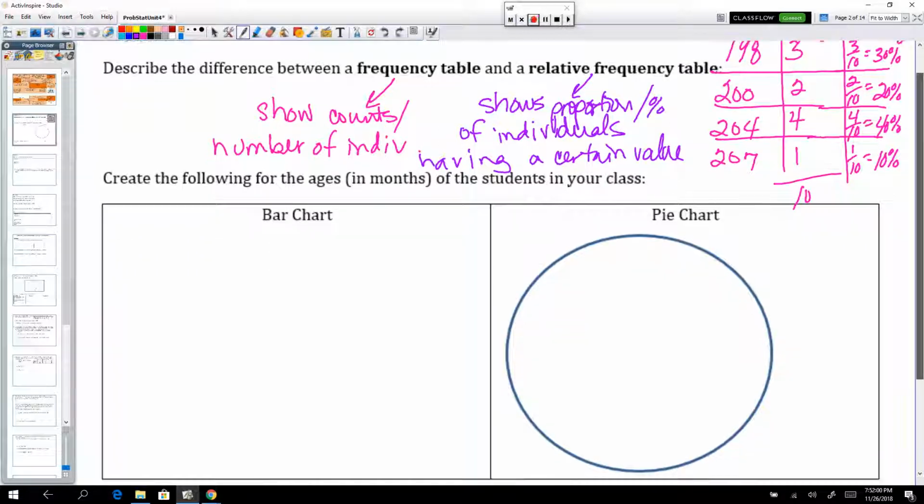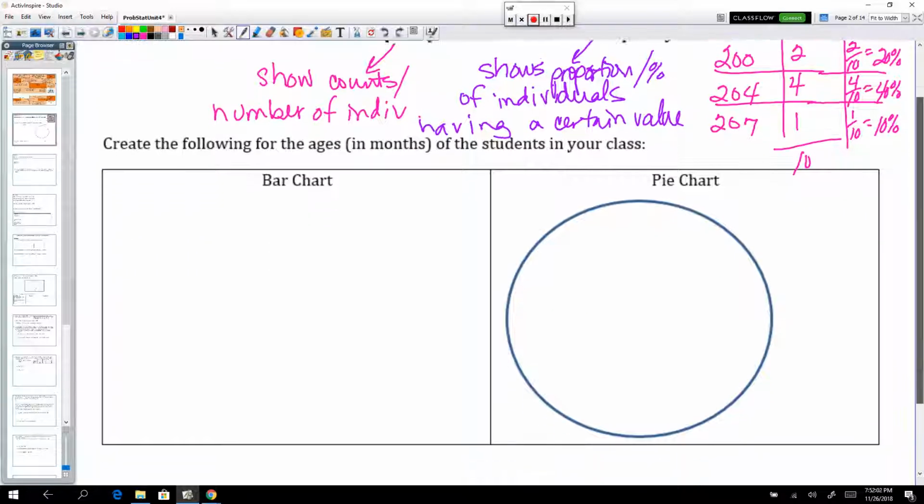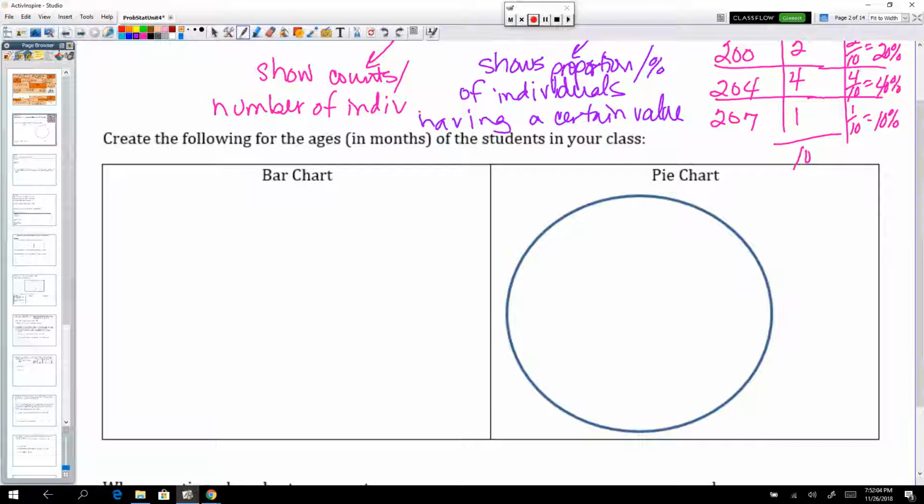And let's talk about the difference between a bar chart and a pie chart. You guys have been looking at this, oh gosh, since elementary school, right? So you guys know what bar charts and pie charts are. I do want to remind you that a bar chart is not the same as a histogram. Bar chart has spaces between the bars on purpose.